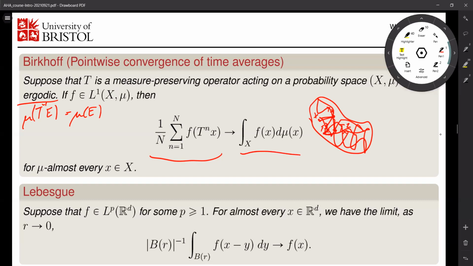And the thing is, you're converging for almost every point inside your space, which is a very powerful theorem. Right? Sort of in the opposite direction of that, where you're considering a longer and longer orbit in the Birkhoff theorem, if you consider something shorter and shorter, you get the Lebesgue differentiation theorem.